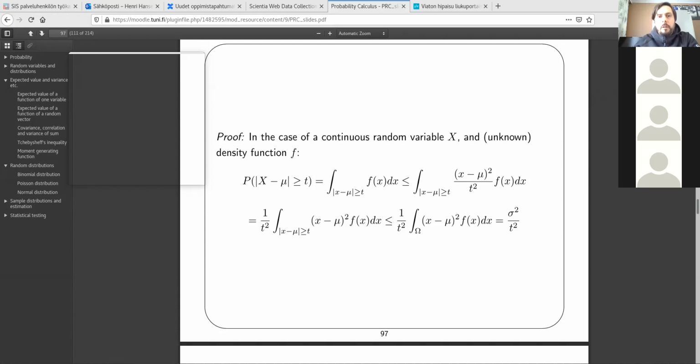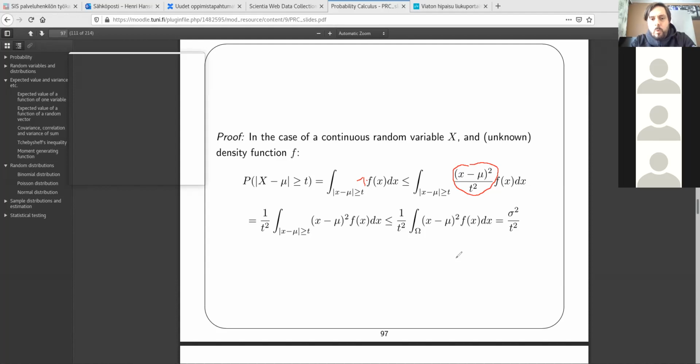In here, I'm going to annotate a little bit. In this proof, I think it's a nice proof. We can think of this as 1 times f of x. And now what is this? Because t is smaller than or equal to the absolute value of x minus mu, this quantity here is at least 1, right? So this latter part is greater than or equal to the first part.